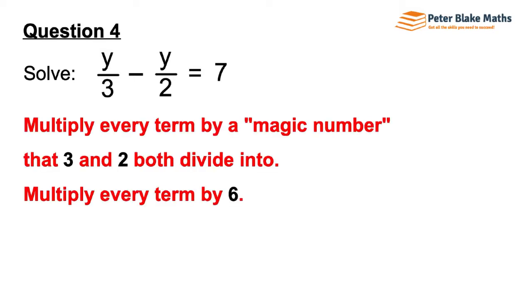Okay, for these types of fractional equations, I like to do this sort of method. Multiply every term by a magic number, and that magic number needs to have 3 and 2 both being able to divide into it. So we're going to multiply every term by 6. How did I get the 6? Well, 3 times 2 is 6, and by creating that 6 by multiplying my two numbers together, I can be assured that those two numbers both go into my magic number. So let's see how that works.